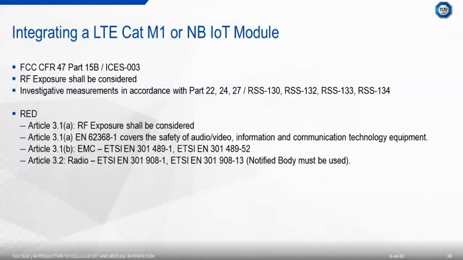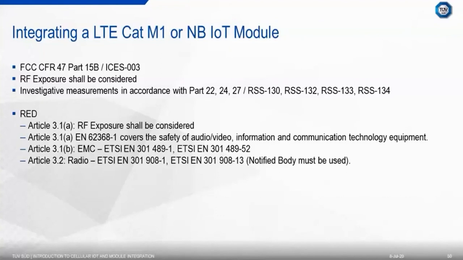RF exposure conditions also need to be considered. A safety assessment under Article 3.1a is required, and I have used EN 62368-1 there as an example, which covers audio, video, information and communication technology equipment. A point to note there is that EN 60950-1 will be withdrawn on the 20th of December this year, so an update to EN 62368-1 is required if placing products on the market after that date.